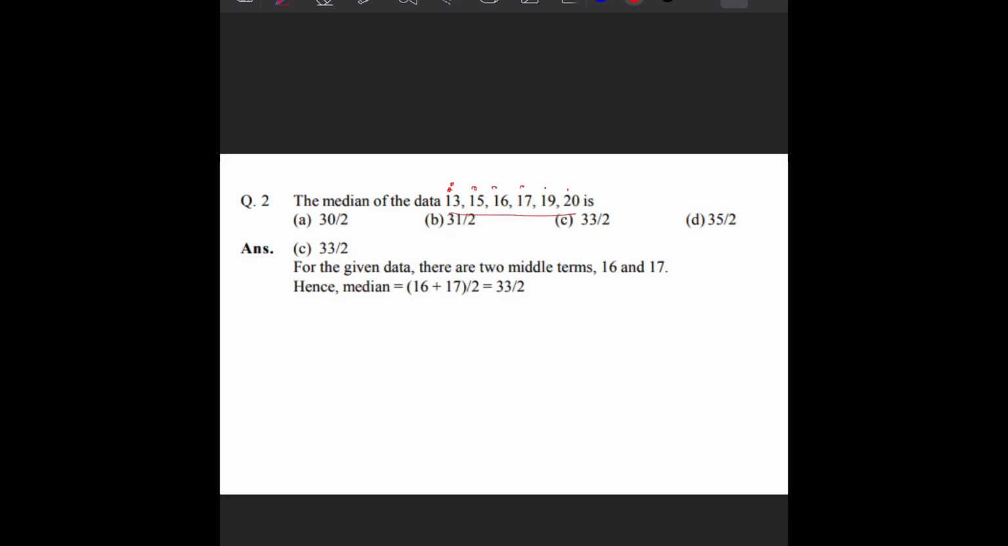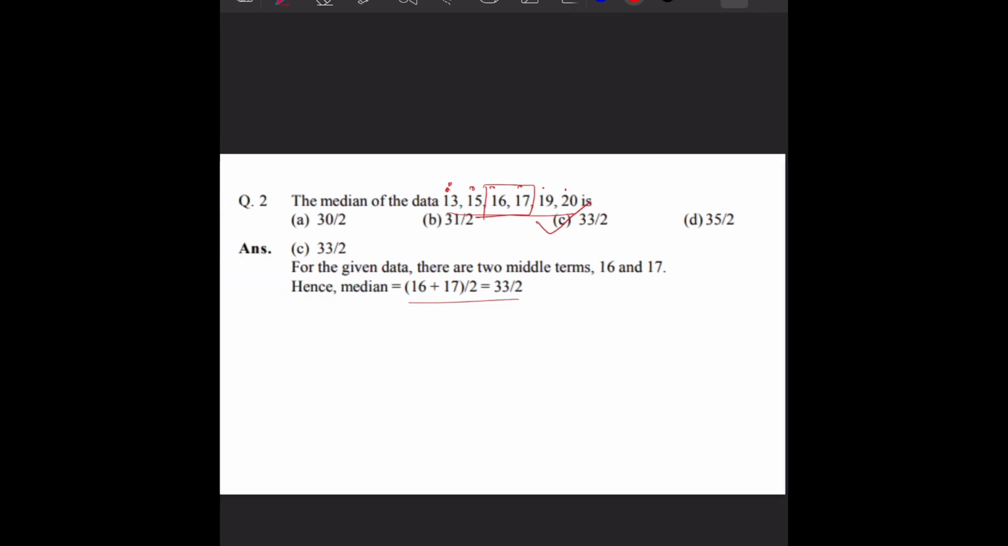Whenever the number of observation is even, the median will be बीच के ये दो सेंटर 2. ये जो सेंटर 2 है इसका आप और हम एवरेज लेंगे. 16 plus 17 divided by 2, that is 33 divided by 2, and my option is option C. Let's move on to the next.